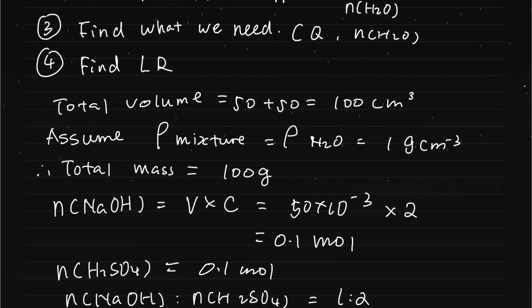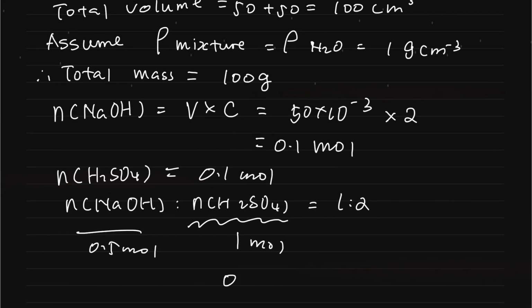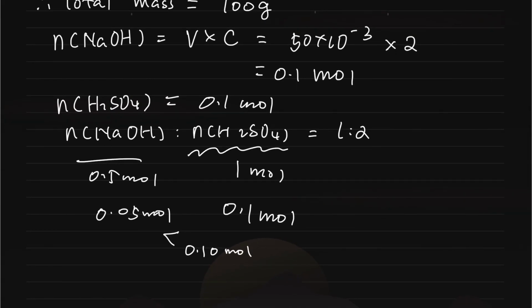What does it mean? It means for 1 mole of H2SO4, it needs 2 moles of NaOH to react. Similarly, we have 0.1 mole of H2SO4, so we need 0.2 mole of NaOH, which is actually larger than what we have here. That makes NaOH the limiting reactant.